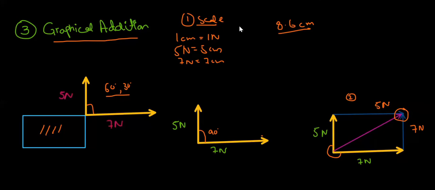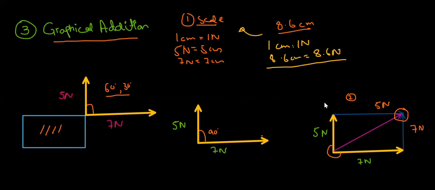What you need to do now is go back to your scale and you'll see that 1 centimeter is 1 Newton. This would mean, if you cross multiply, that 8.6 centimeters is equal to 8.6 newtons. So there you have your magnitude and units for your net force. But like I said before, you need to have a direction too, because this is vectors that we're talking about. What would the direction be?